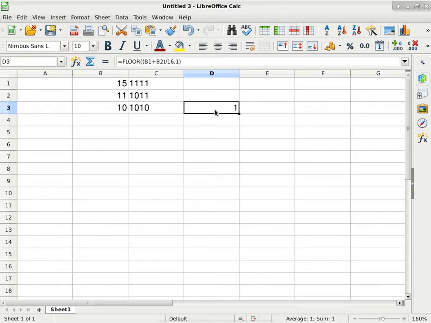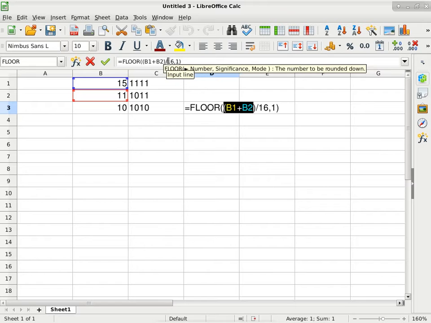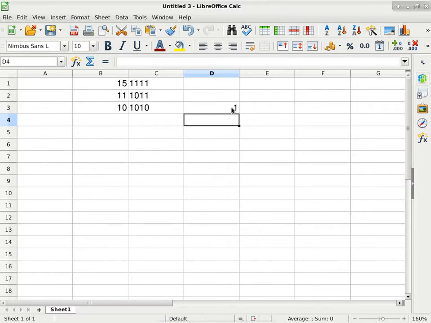With a 4-bit number, you can only represent 0 to 15. So when you divide the sum of B1 and B2 by 16, if it ends up with 1 or 1 point something, that means the sum is at least 16, which means you have a carry. I use a floor function here just to make it look clean, so that it is just 1 instead of 1 point something. And 16 is 2 to the power of 4, which is why we have 4-bit numbers. Correct.